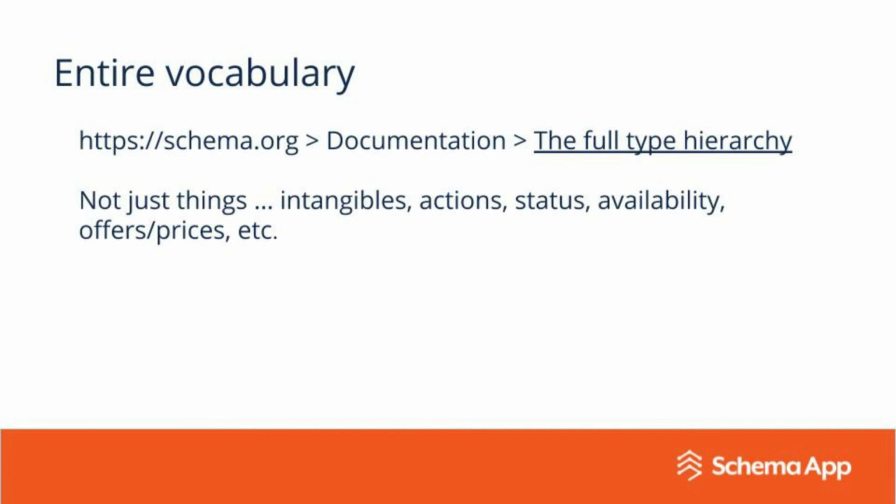There you'll find pages and pages of options that go well beyond just things to include intangibles, actions, status, availability, offers, prices, etc. We believe that actions are going to become pretty important as people start interacting more with voice search. Today there are about 14 actions, which include create action, find action, play action, and search action, each of which allows for interaction.